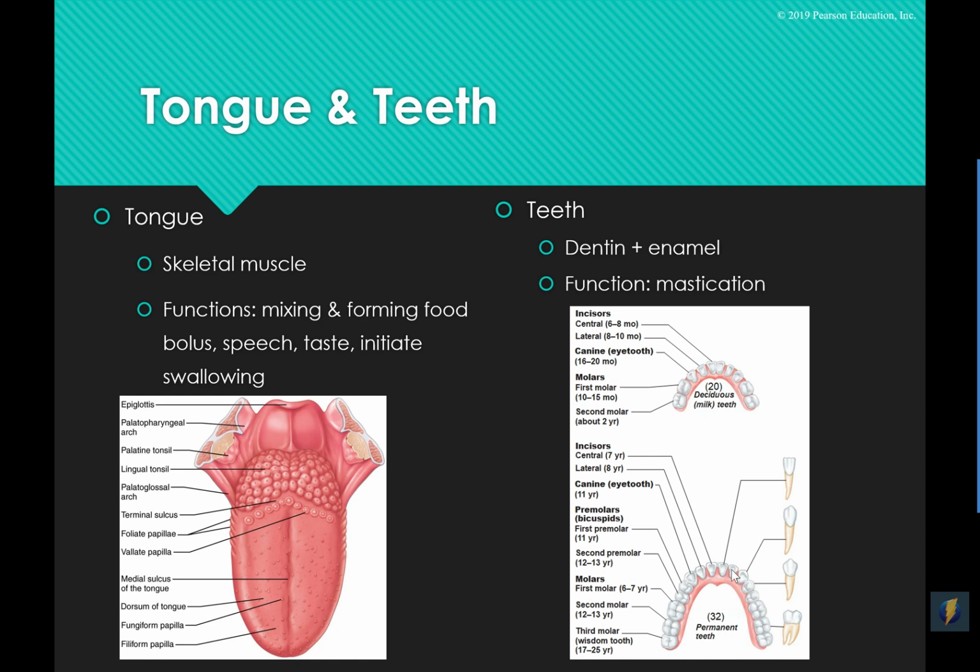So the front couple teeth are the incisors. They are for cutting your food. If you've ever seen a video of a rabbit eating a carrot, that's essentially what your incisors are doing, working like little scissors at your food. To either side of the incisors are the canines. Those are the eye teeth, the sharp teeth. They're for tearing at meat primarily.